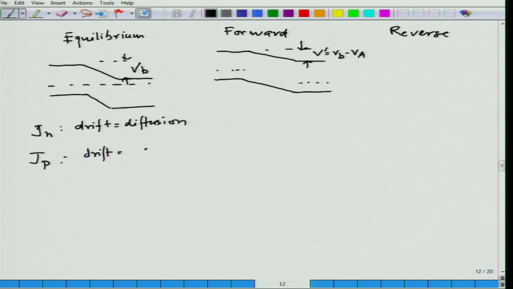When I apply a forward bias, what have I done? I have reduced the built in potential by the amount of the bias I have applied to the two ends of the p-n junction. If I do that, what will happen to the diffusion and the drift current?